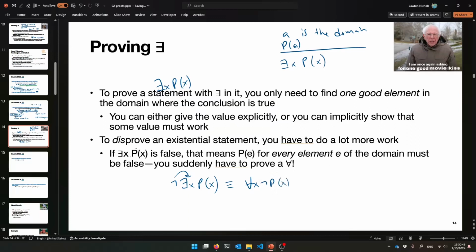Which makes sense, right? If you're trying to disprove this, you're trying to show that there exists x such that P of x is true is false, that means you try P for every element, right? Every element E of that domain better be false. There's no good one that ever works out. Suddenly that turns into a for all for the reason we just showed, okay? So that's proving there exists.